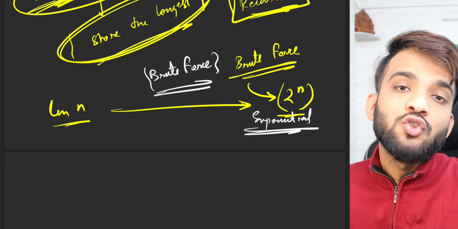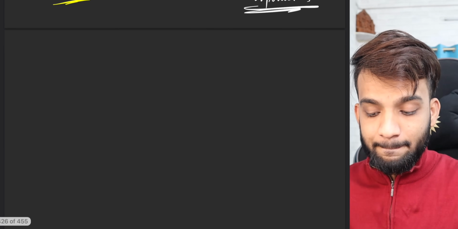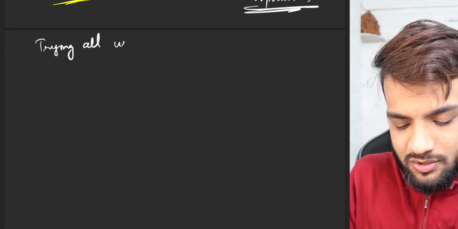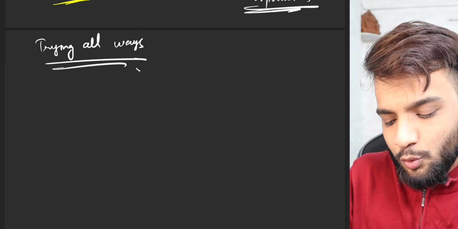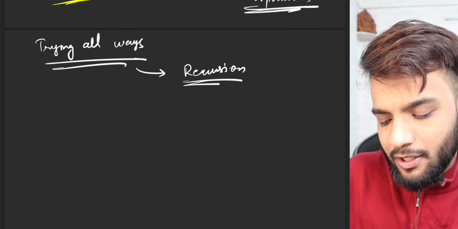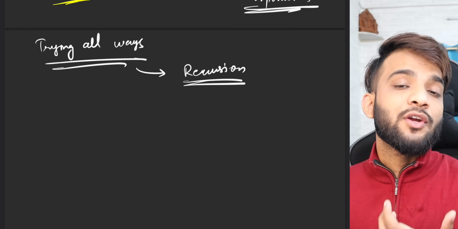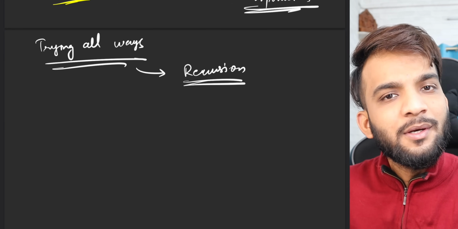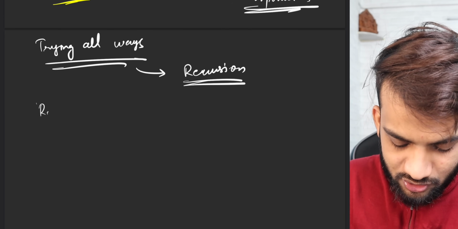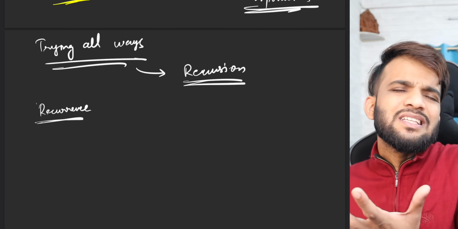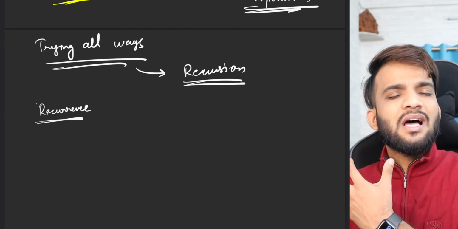So if the brute force does not work, then what? We know we can do it via recursion. Perfect. If you're doing it via recursion, we can try to write the recurrence, and after that, we can see if it can be memoized or not, that is afterwards.